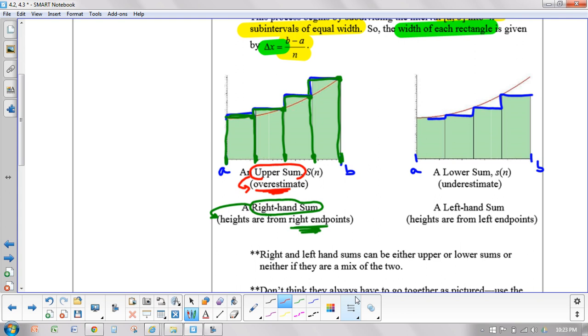Then some more terminology. You could have a lower sum. A lower sum just means that you need it to underestimate. So you just need rectangles that are always too little.